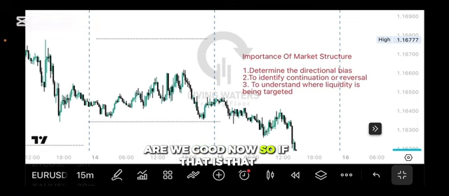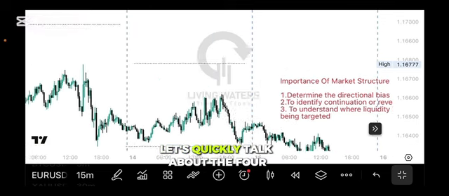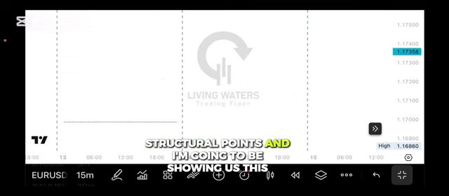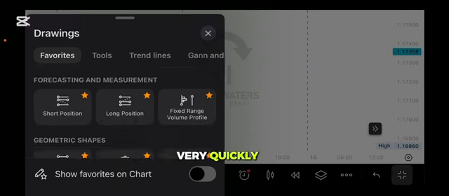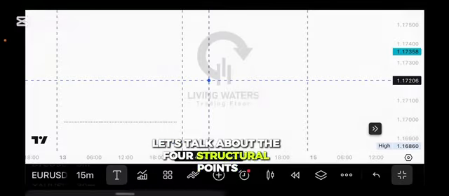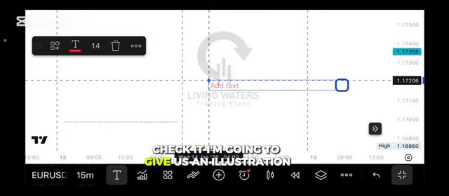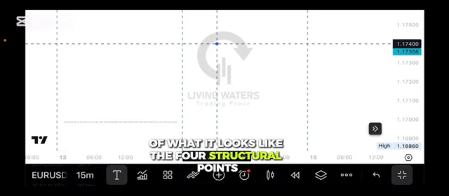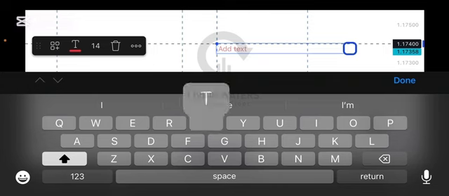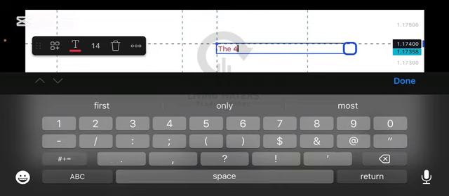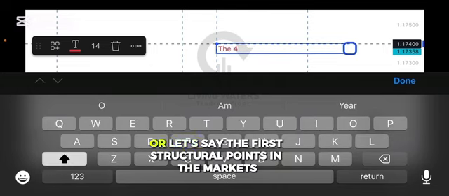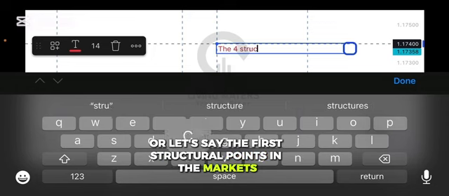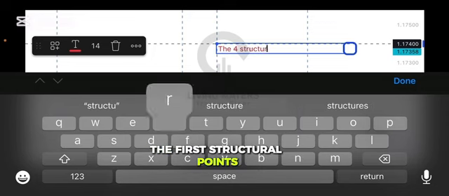Are we good now? If that is that, let's quickly talk about the 4 structural points. I'm going to give us an illustration of what it looks like. The 4 structural points in the markets.